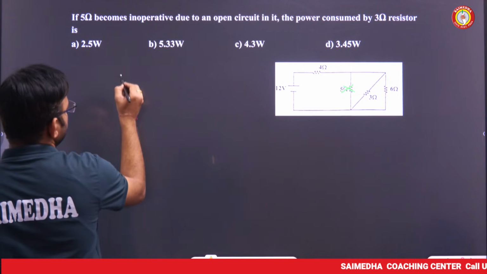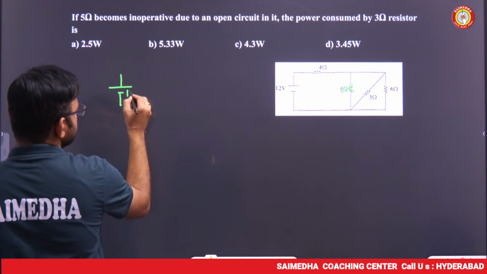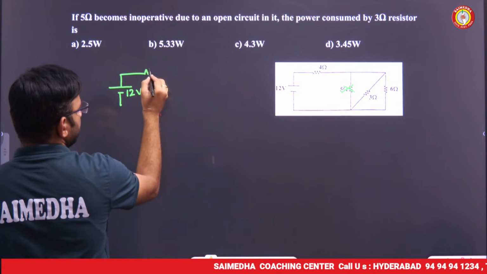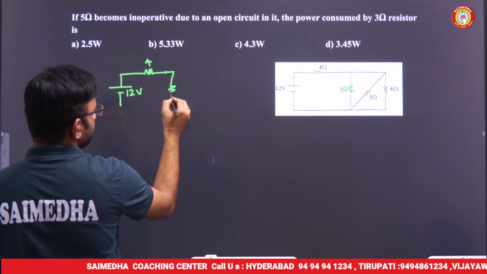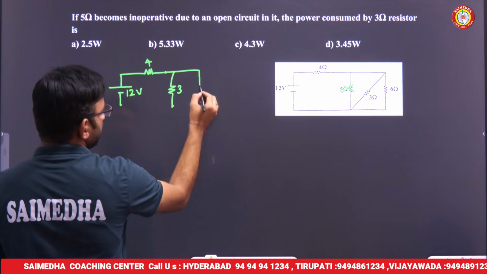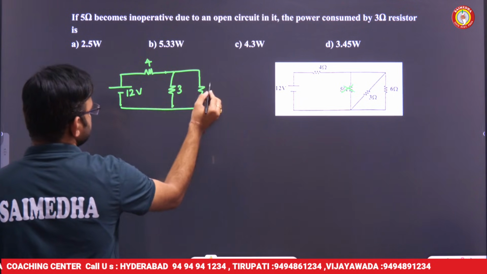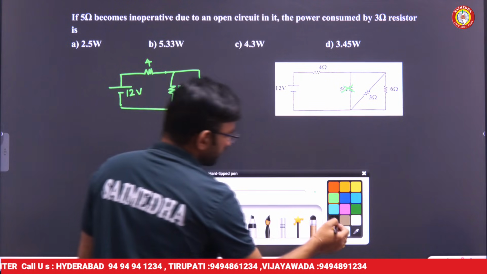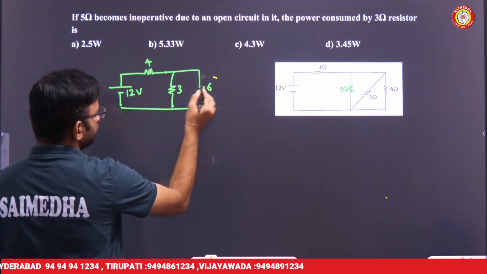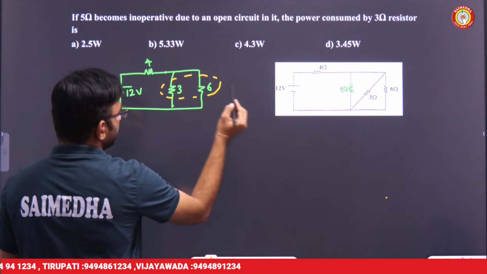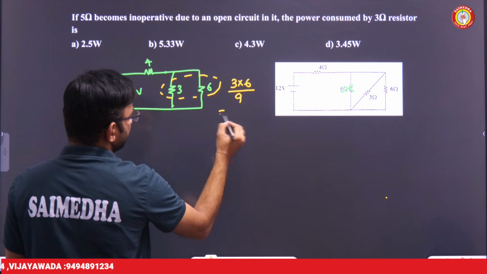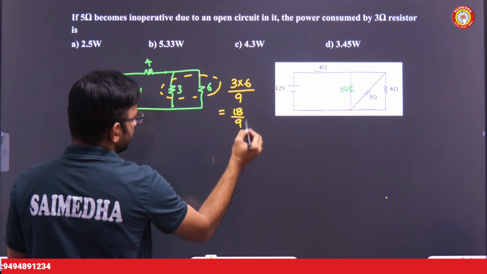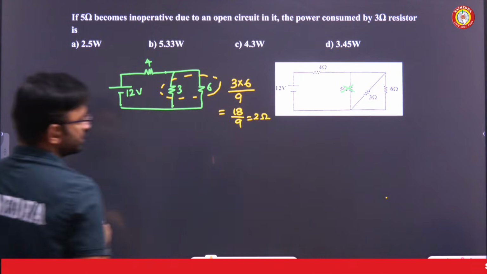First try to find out the values, sir. Here 12 volts. Here a 4 ohm resistance is given. The 5 ohm resistor is open circuited. This is 3 ohms, sir, and here 6 ohms, sir. In order to find the equivalent resistance, these two values are connected in parallel. The parallel combination will be 3 into 6 by 3 plus 6, nothing but 18 divided by 9, which equals 2 ohm.